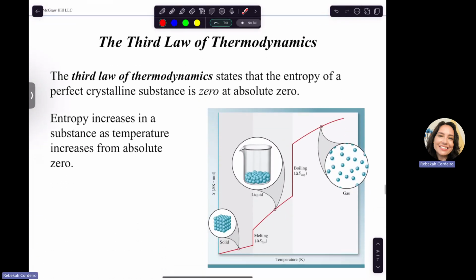And then lastly, the third law of thermodynamics states that the entropy of a crystalline solid is zero at absolute zero. So if we have absolute zero, no particles are moving at all, and we have a crystal, then the entropy would be nothing, zero. There are zero possible arrangements for that because the particles aren't moving.